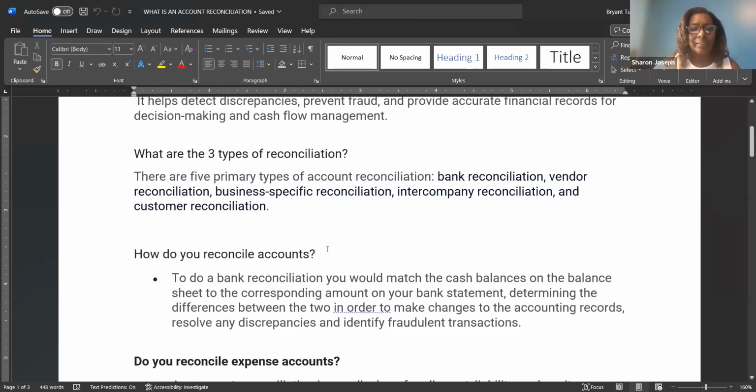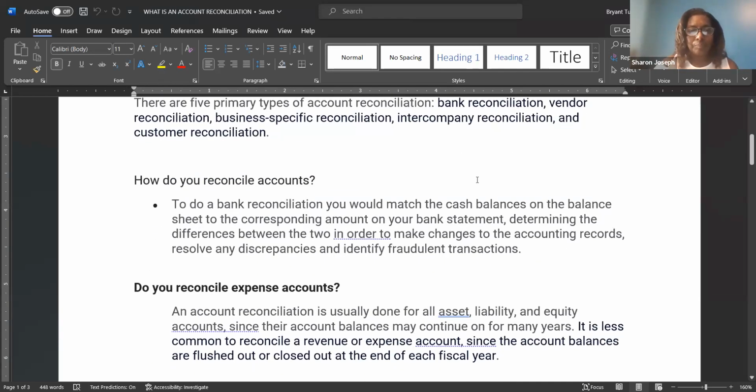So how exactly do you reconcile an account? For instance, say you're going to do a bank reconciliation. You match the cash balances on the balance sheet to your corresponding bank statement to determine if there are any differences, and to make any adjustments that are necessary, either with your accounting records or even with the bank, because the bank may not have something that you have recorded.